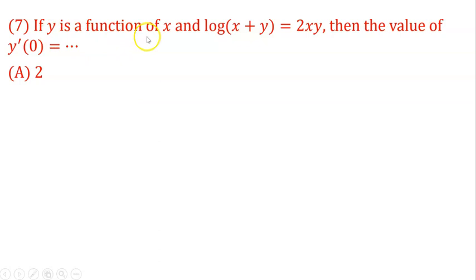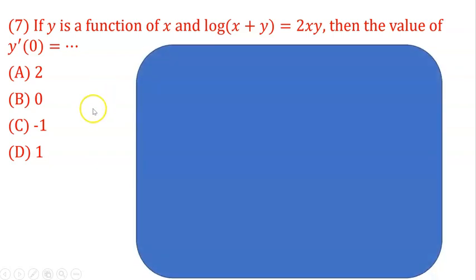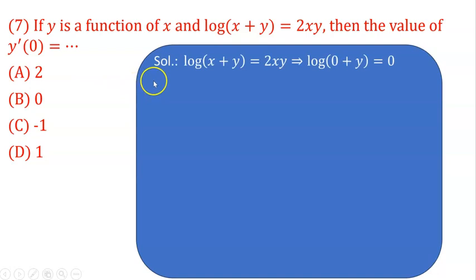If y is a function of x and log of x plus y is equal to 2 into x into y, then the value of y dash of 0. Now first option, A is 2, B is 0, C is minus 1, D is 1. Now see this here. We'll find out the y dash of 0. Log of x plus y is equal to 2xy. We have given here. We will find out the y dash of 0, means what, at x is equal to 0, what is the value of y.